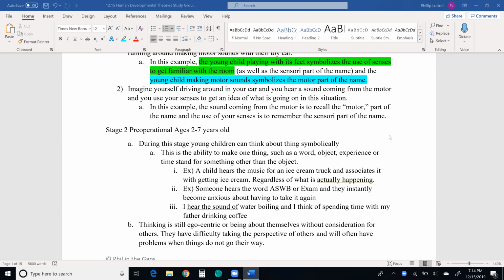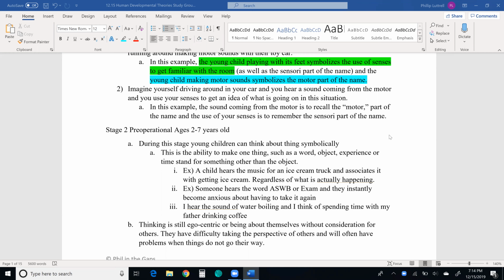For example, a child hears the music for an ice cream truck and associates it with getting ice cream. Regardless of what is actually happening, they may hear a particular song and say, yup, I'm getting ice cream. I need to run outside and get ready.